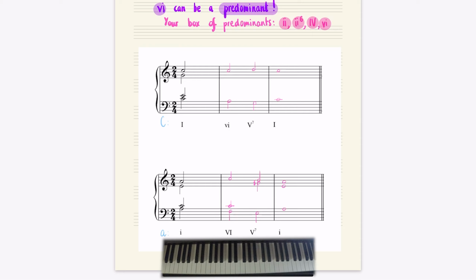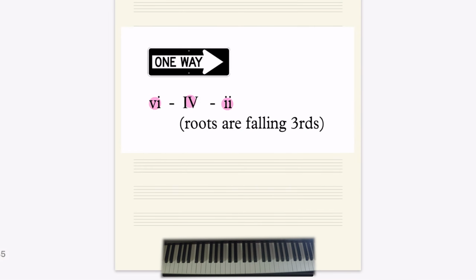As you now know so many predominants, I have some good news for you. You don't have to choose only one. You can have a string of predominant chords, including all of them in a row, in any combination you wish.